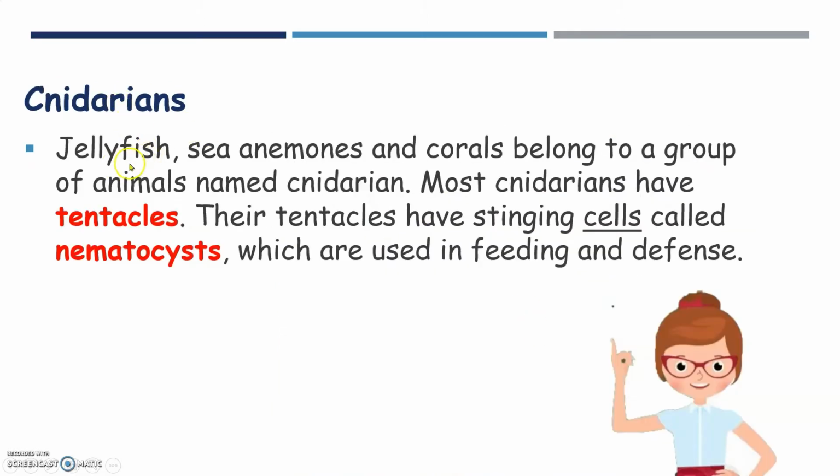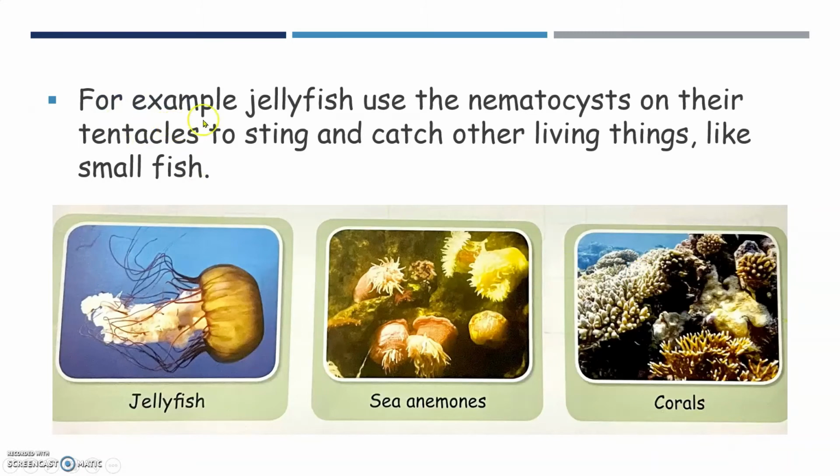Cnidarians. Jellyfish, sea anemones, and corals belong to a group of animals named cnidarian. Most cnidarians have tentacles. Their tentacles have stinging cells called nematocysts, which are used in feeding and defense. For example, jellyfish use the nematocysts on their tentacles to sting and catch other living things like small fish.